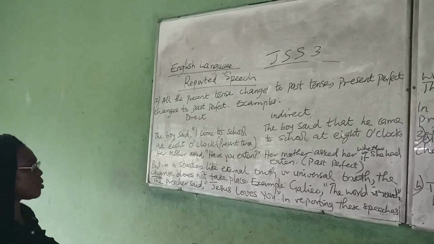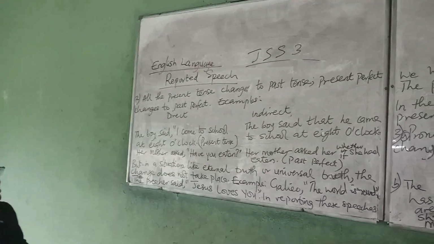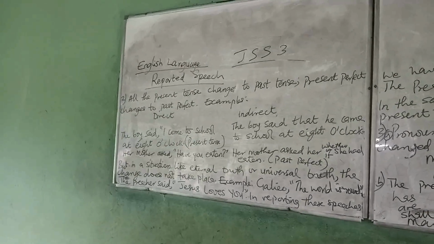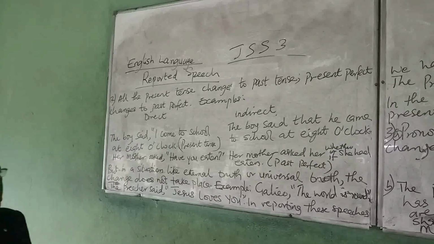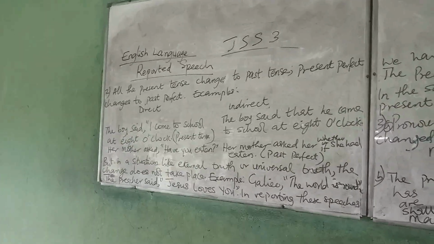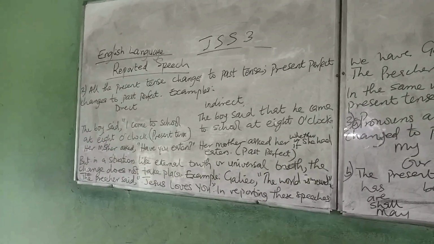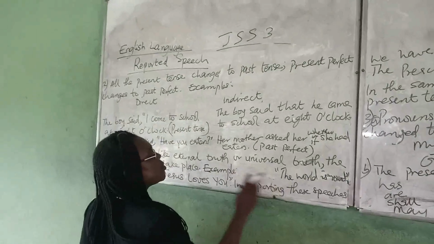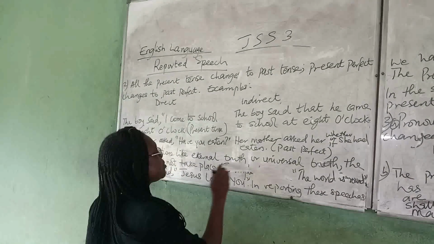But in a situation whereby eternal truth is involved, or what we call universal truth, we do not change it. For instance, in this sentence, Galileo has lived and gone, but what he said still remains.